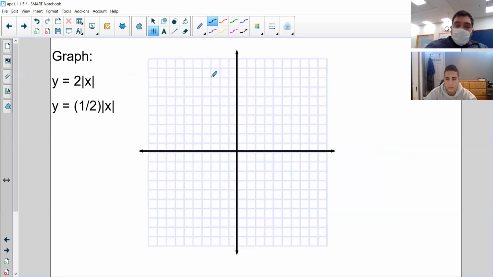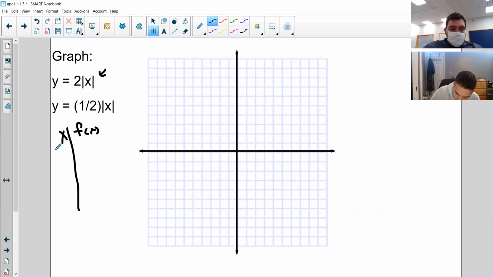All right. Next one, shrinks and expansions. So here we have 2 absolute value. So I'll make a table again. This one will be in black. -2, -1, 0, 1, 2. The absolute value of -2 times 2 would be +4. Absolute value of -1 times 2 is 2, 0, 2, 4.